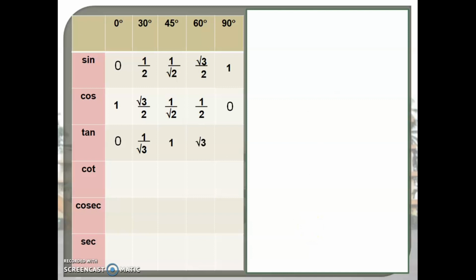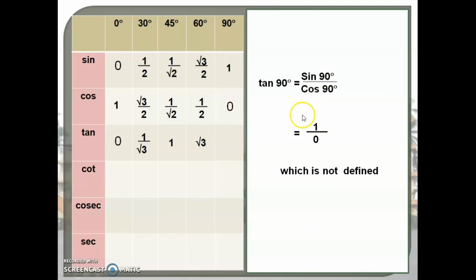Next we will begin with tan 90 degree, which is sine 90 upon cos 90. So we can substitute the values from the table: 1 upon 0. Remember, when 0 comes in the denominator, that value is not defined, and therefore in the table we write down not defined as the value of tan 90 degree.